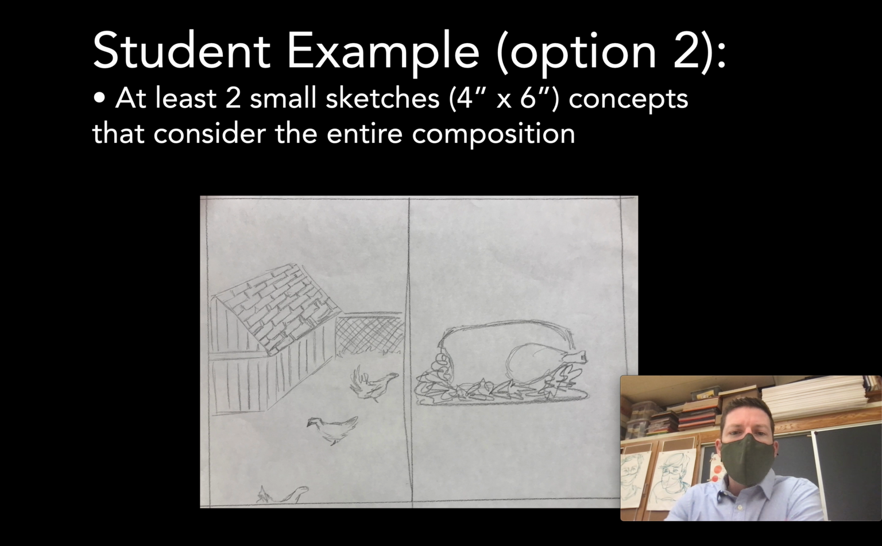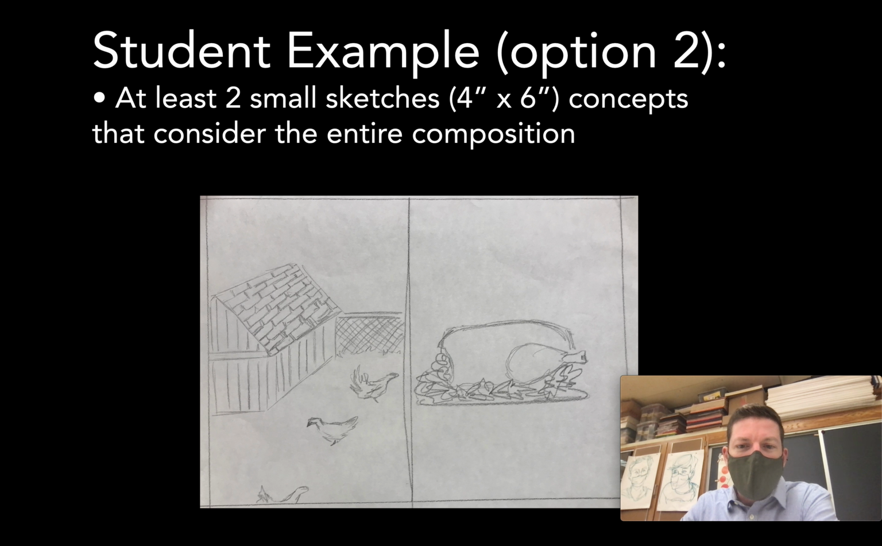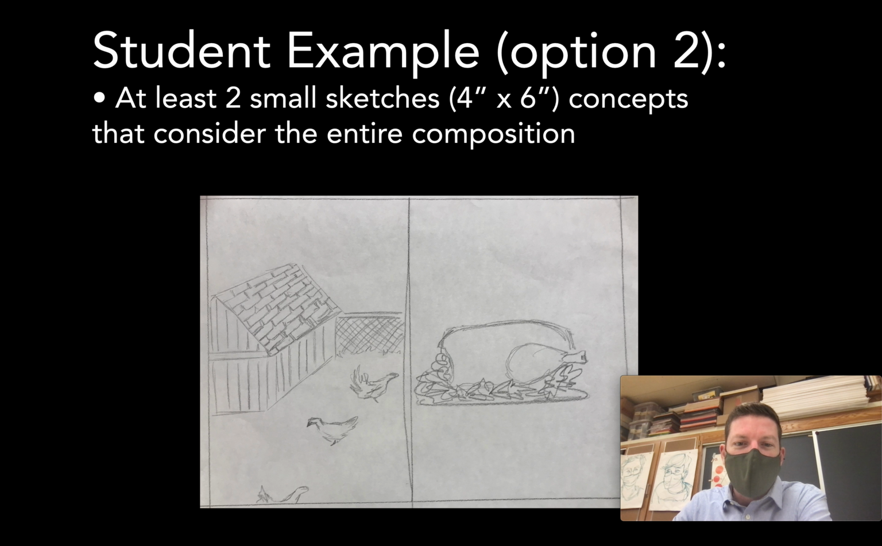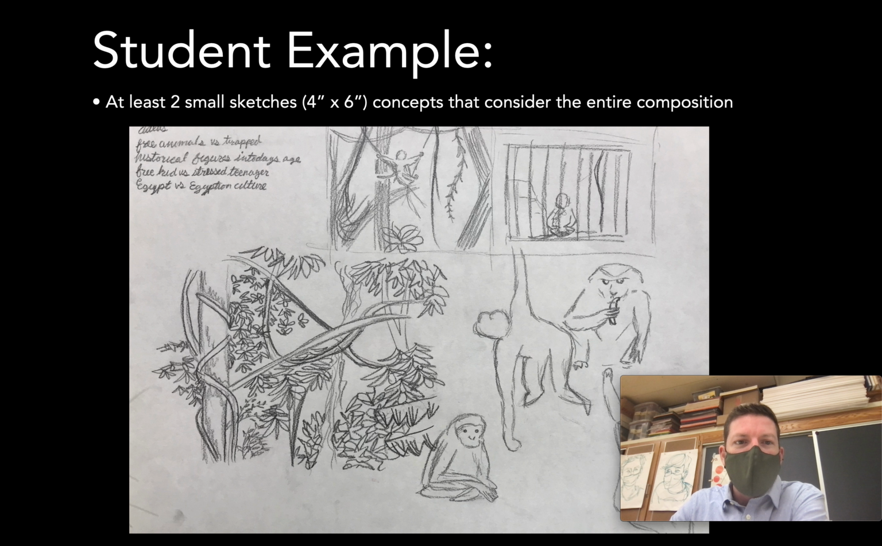So I want to look at one student project here real quick. This is an example. Here's her one idea, and she chose option 2 as far as repeating something multiple times and thinking about it differently. Obviously, if we're seeing a live chicken on the one side and one that's dead on the other, we are thinking very differently about it. But here's the idea she actually chose.